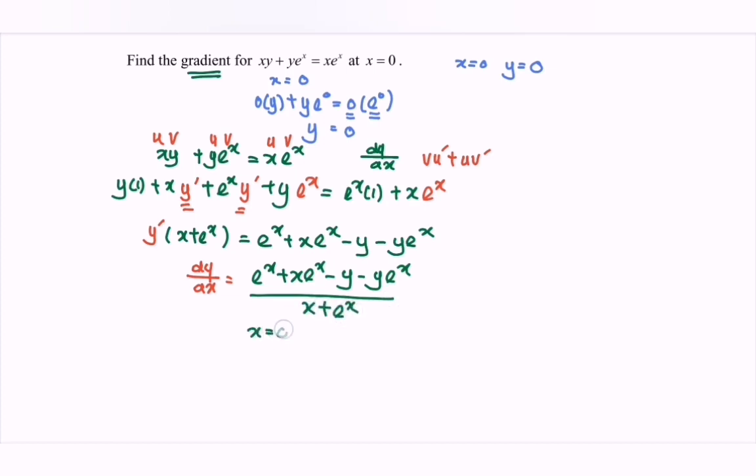When x equals 0, y equals 0. So the dy/dx will be equal to 1 plus 0 minus 0 minus 0, over 0 plus 1. So the dy/dx will be equal to 1.